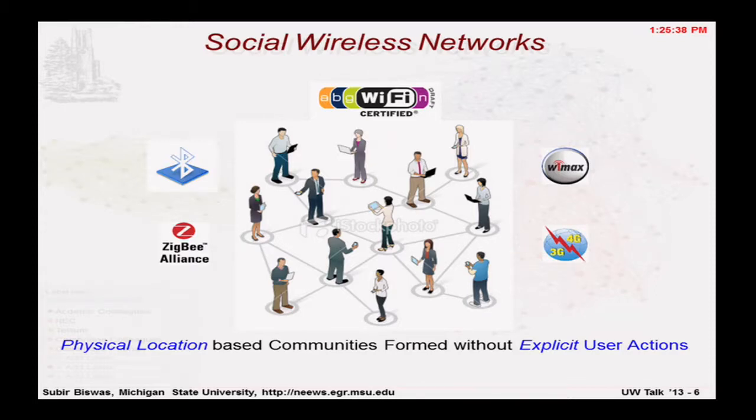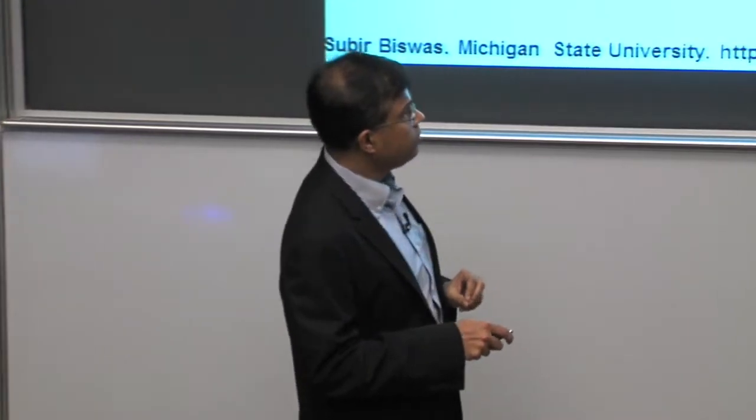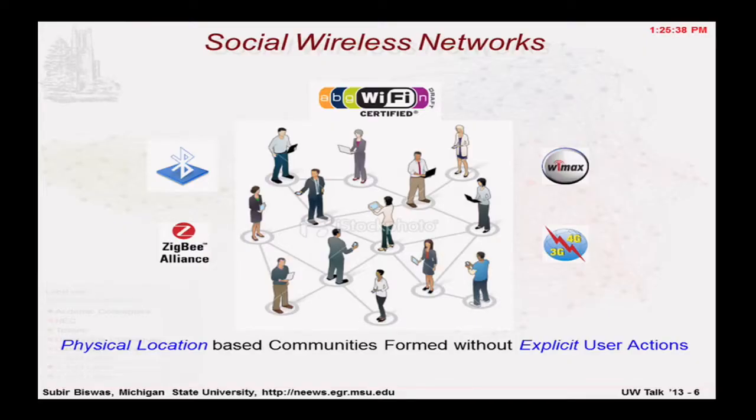So there are two primary differences between this kind of social wireless network and the virtual network like Facebook and Twitter. First of all, as I mentioned, communities are formed based on physical location. You will see that this has some direct implications in terms of how content could be delivered in such a network. And the second thing, which is also interesting, is what is known as explicit user action. In order for you to be part of a virtual community in Facebook, you have to log on to Facebook, or you have to go to Twitter to follow someone or post something. That's how you become part of a community.